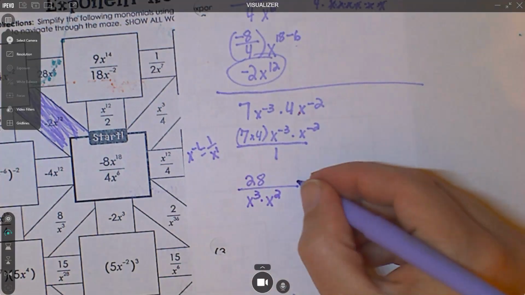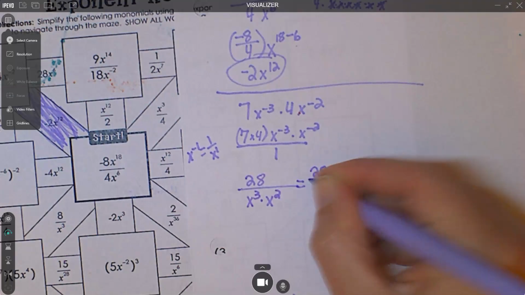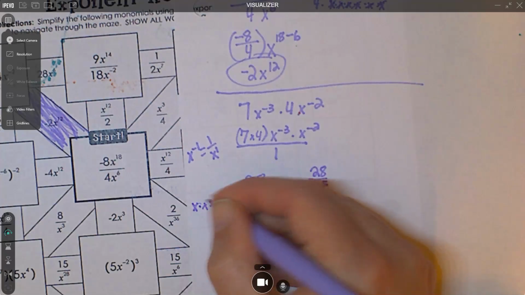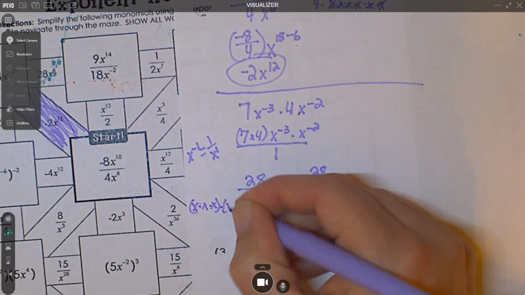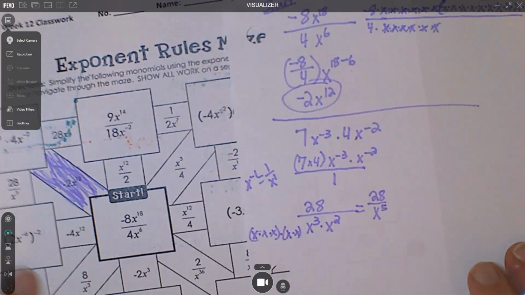And now we've got 28 over x to the 5th, because I did x times x times x times x times x. So that's how I got x to the 5th on the bottom.